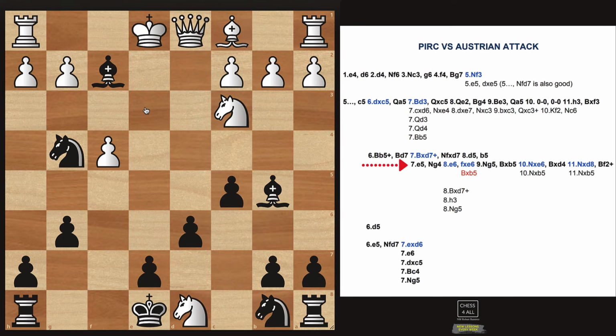Now, this is the reason why many people don't like this variation specifically, because you're open to getting a draw. So if you need to win this game, if you're playing a lower rated opponent, you don't want to get a draw.